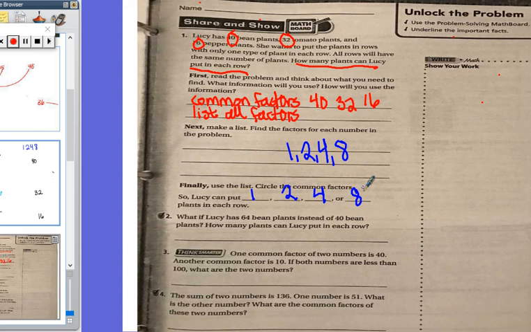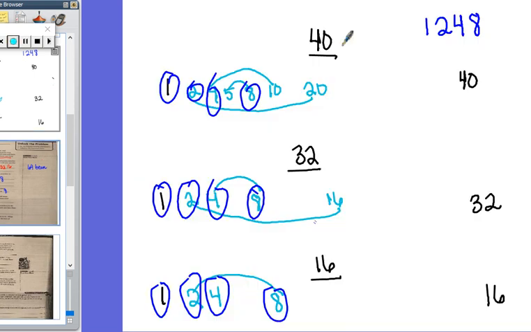Okay, so number 2 says, what if Lucy had 64 bean plants? So instead of 40, there was 64 bean plants instead of 40. How many plants can Lucy put in each row? So we'll just go back here. Oops. So instead of 40, it's 64.